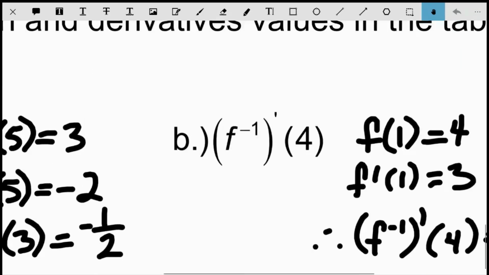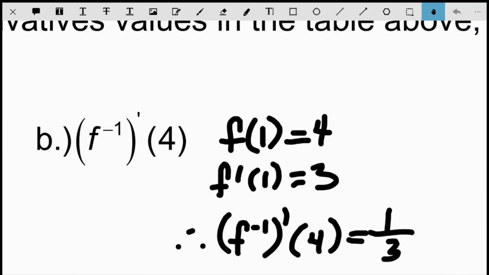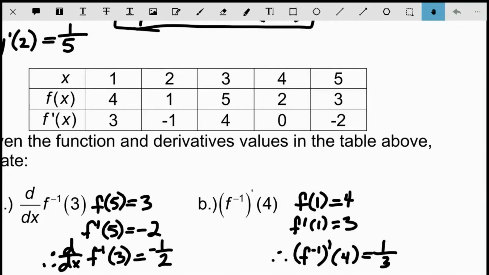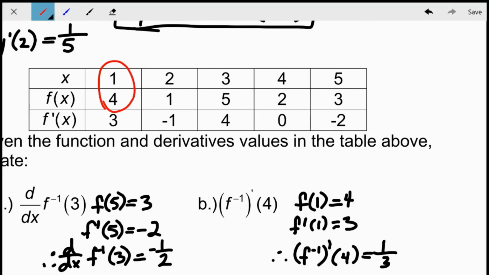Okay, so same idea on the second problem. You can see we're looking at the derivative of the inverse at 4. So again, I'm looking on this table and thinking, where is the original function giving me an output of 4? And you can see here, when I plug in 1, I get an output of 4. So that means 1 on the original function corresponds to 4 on the inverse function from the perspective of the derivatives. So I got the derivative of the original function at 1 to be 3. And now I know at the corresponding point, the derivative is just going to be the reciprocal.